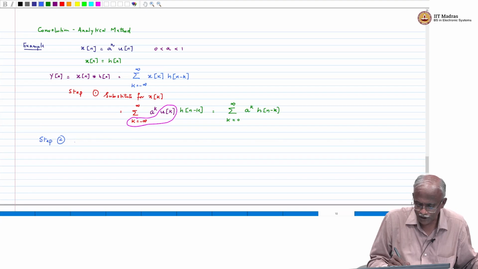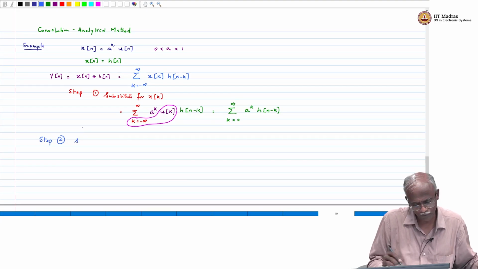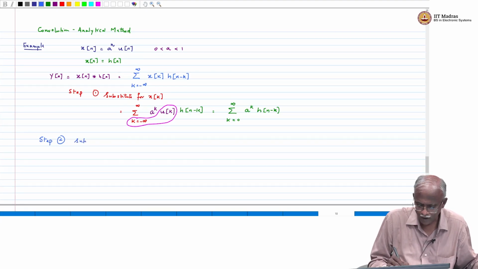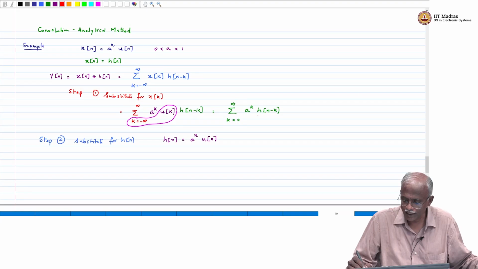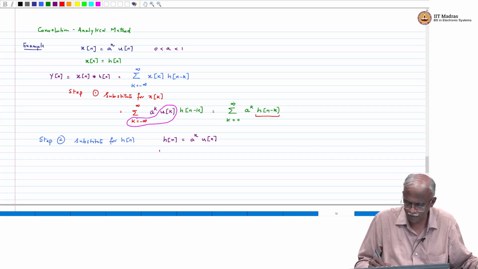Step 2, substitute for h of n. Okay, so let us see what is the expression. h of n is equal to a power n u of n, same as the input, but what we need is h of n minus k.